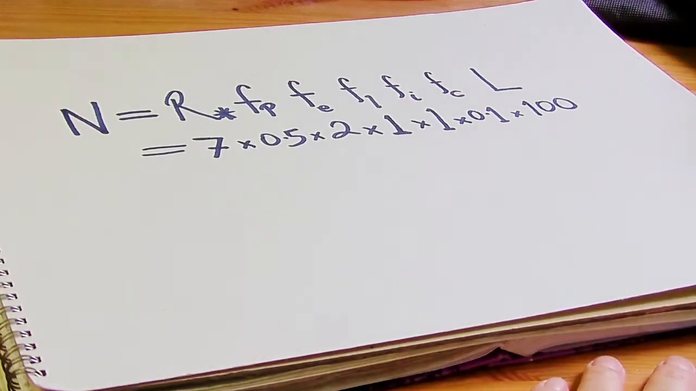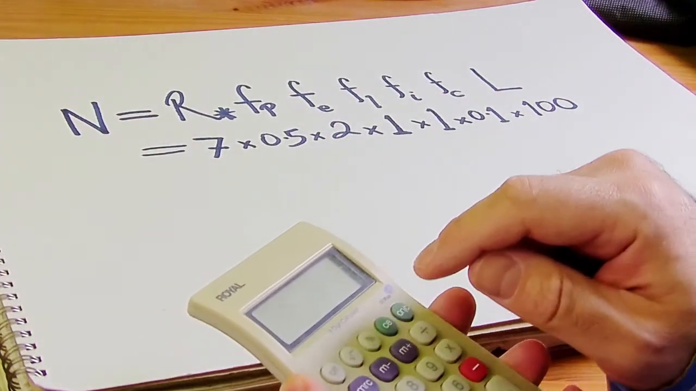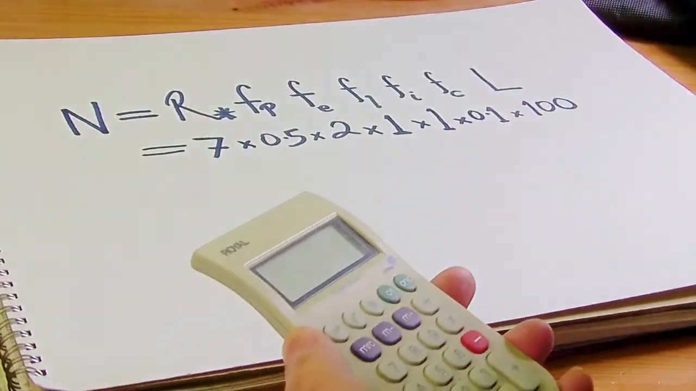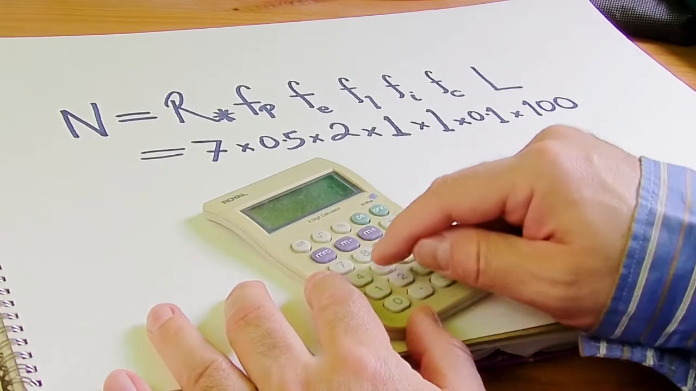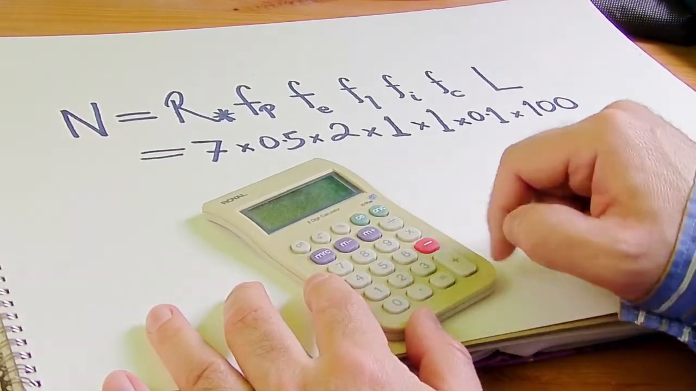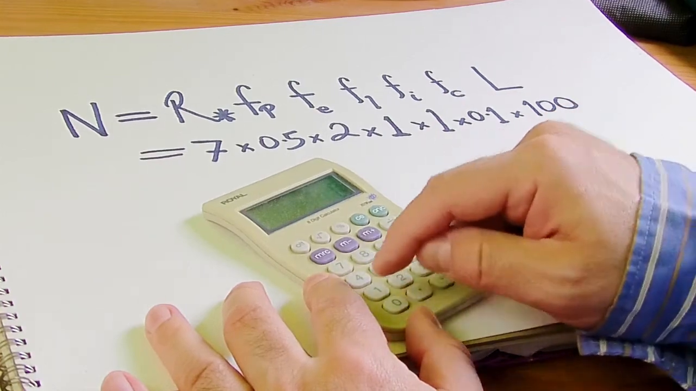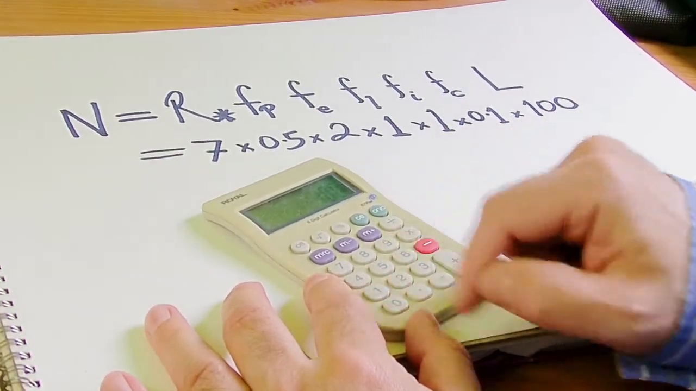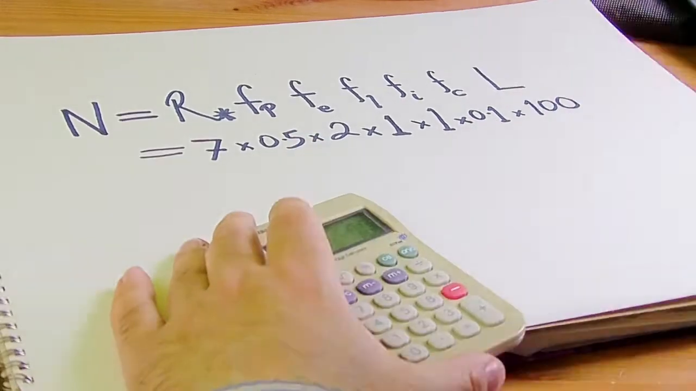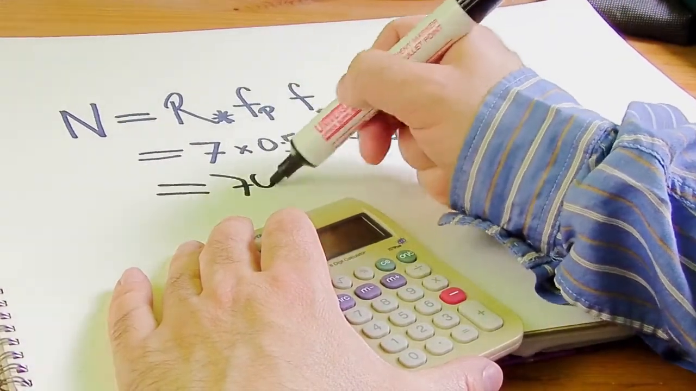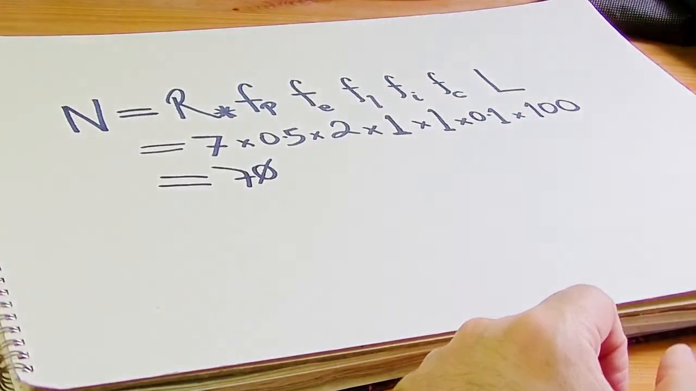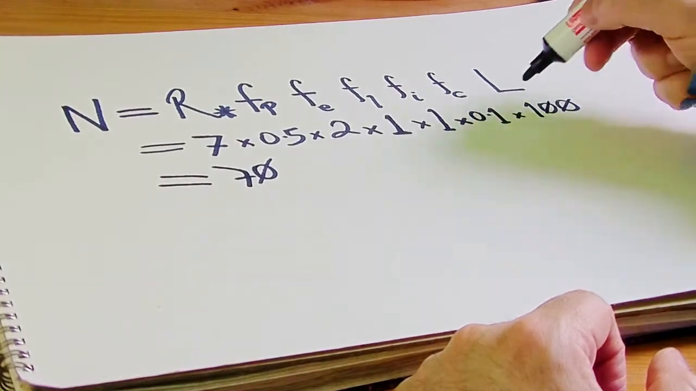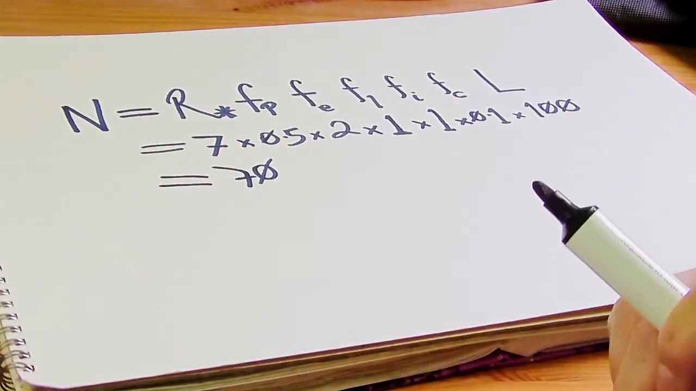But this gives you a total of the number of communicating detectable intelligences in the galaxy that we could possibly match. So let's try and calculate the answer, shall we? 7 times 0.5 times 2 times 1 times 1 times 0.1 times 100, that equals 70, by my estimate. 70 communicable state civilizations in our galaxy. I've crossed that 0, but I haven't crossed the others. Let me be consistent, eh? How about that? In our galaxy.